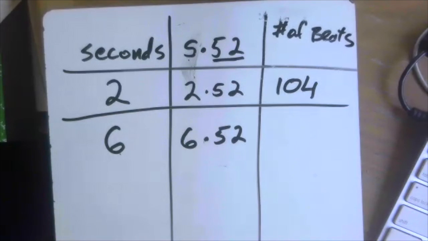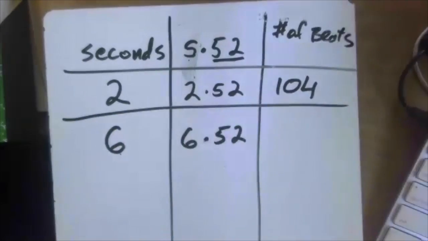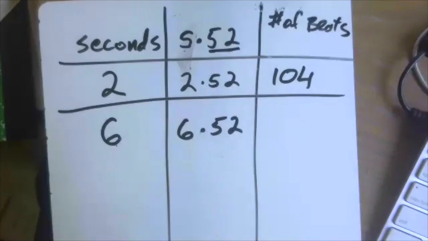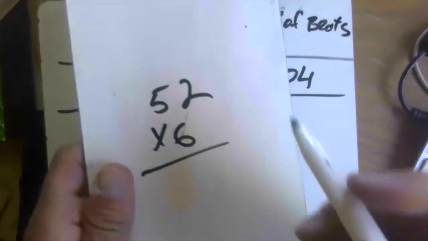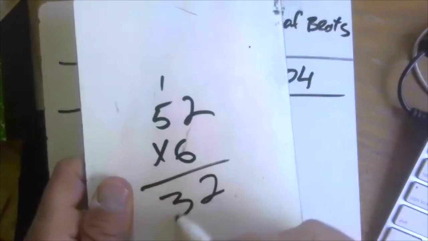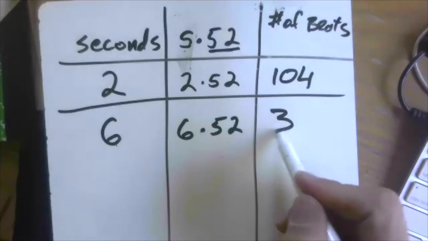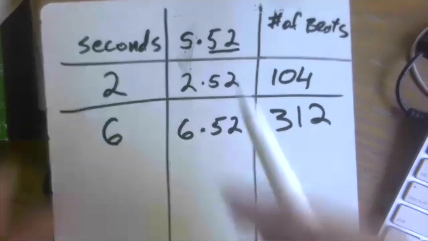6 times 52. All right. So hopefully you have figured out that if I do 6 times 52, 6 times 2 is 12. 6 times 5 is 30, plus the 1 is 31. So you should have 312. You got it?